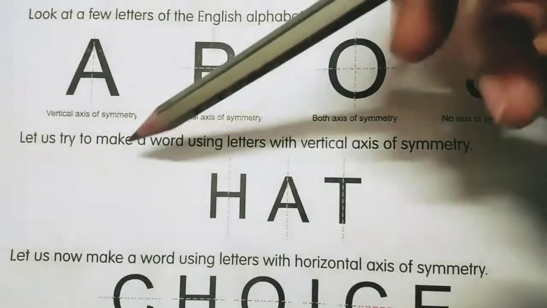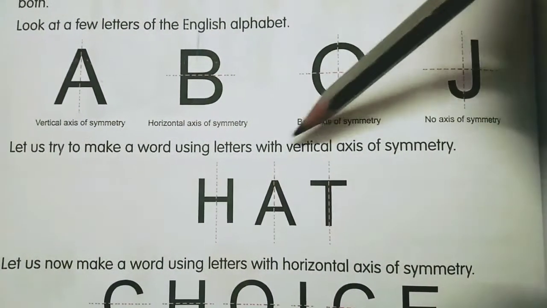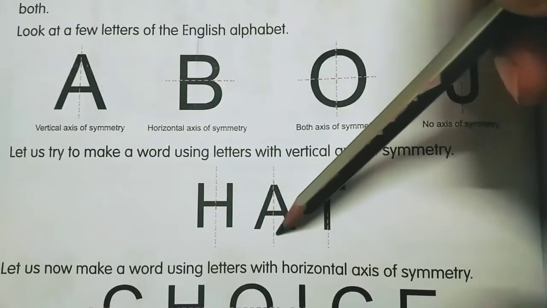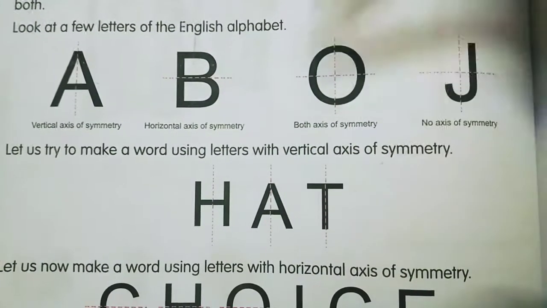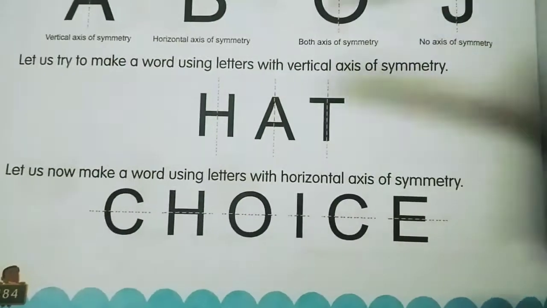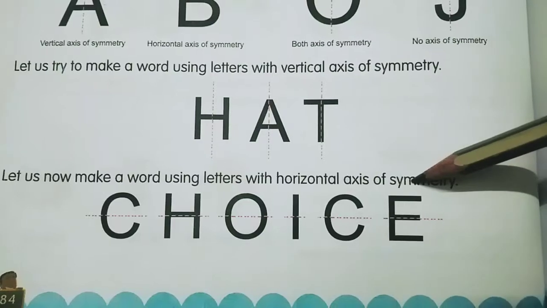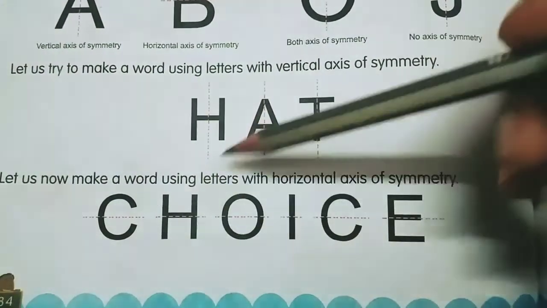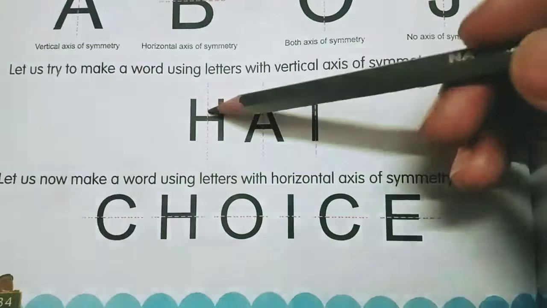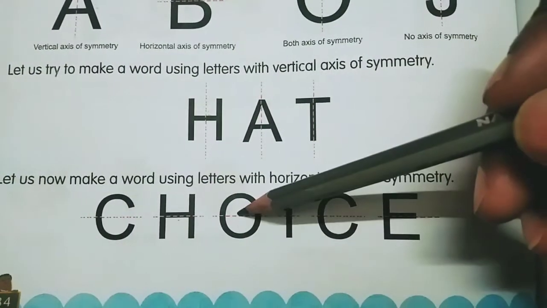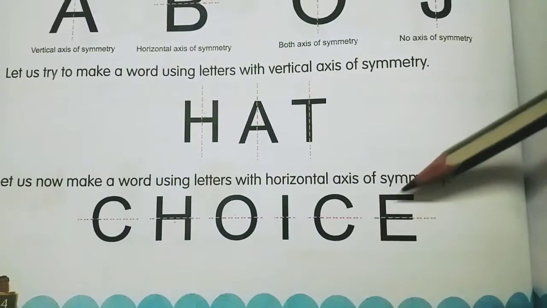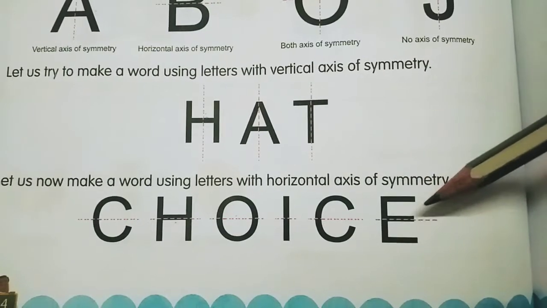Understood? Now you can see some more examples for vertical axis of symmetry. This H vertical, A vertical axis, then T vertical axis. Now you can see some more examples of horizontal axis of symmetry. That is, C is horizontal, H is horizontal. So that means H has both vertical and horizontal. O has both. Then I has horizontal. C, again C given. E has horizontal.